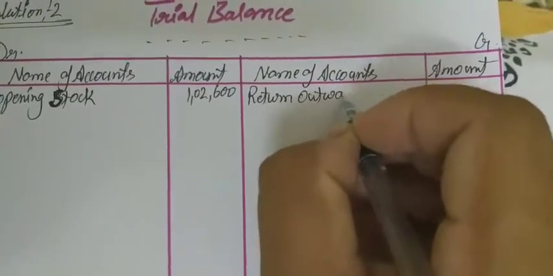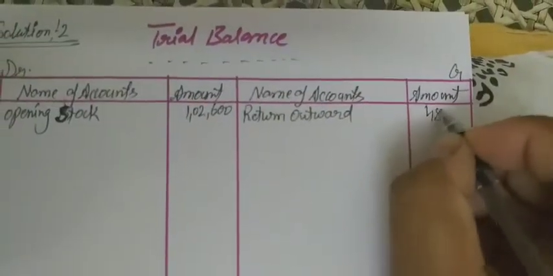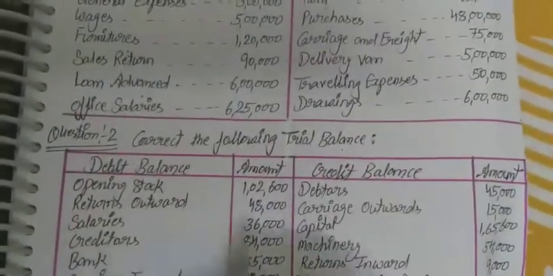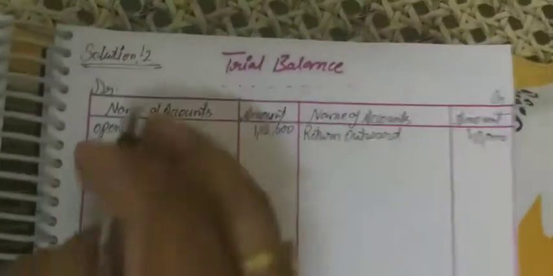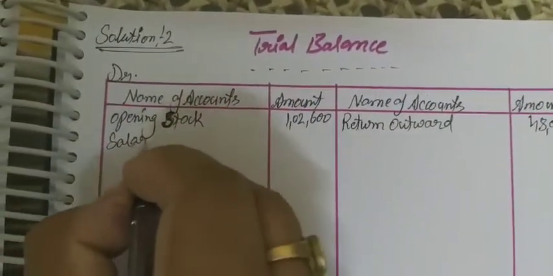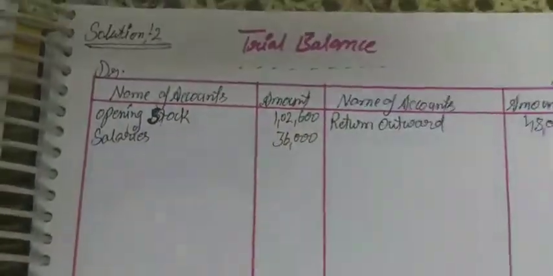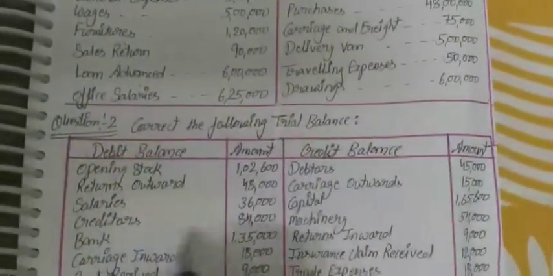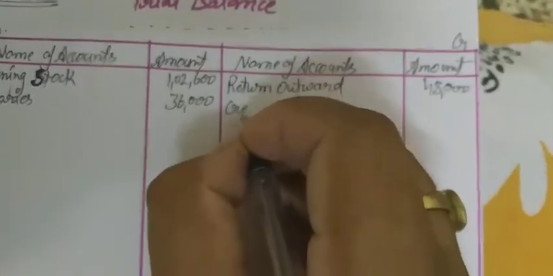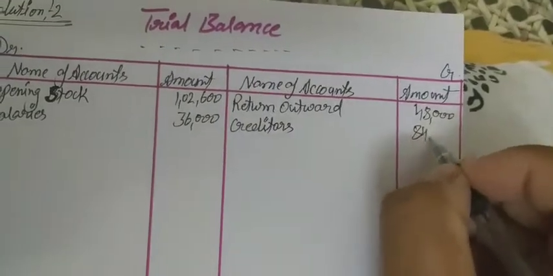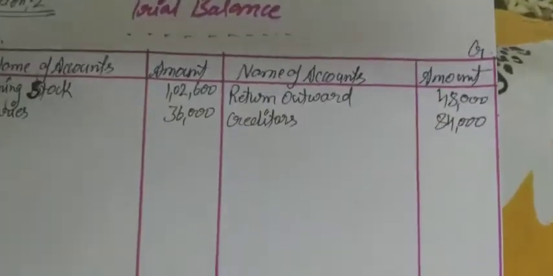Return outward 48,000 will show on the credit side. Next one is salaries expenses 36,000. Salaries 36,000 will show on the debit side. Next one is creditors 84,000. This is a credit balance. So creditors 84,000 we will show on the credit side. Next one is bank.